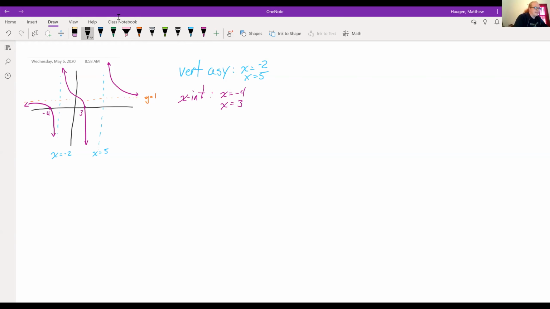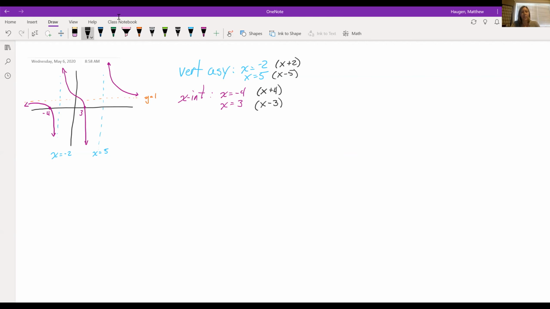Well, the zeros are technically -4 and 3. The factors of something have to be x plus 4 and x minus 3. Same thing with the vertical asymptotes, right? So you have to have x plus 2 and x minus 5. Yep, we have a factor of x plus 2 and a factor of x minus 5. But where are those factors?